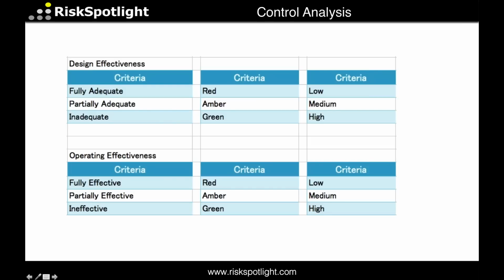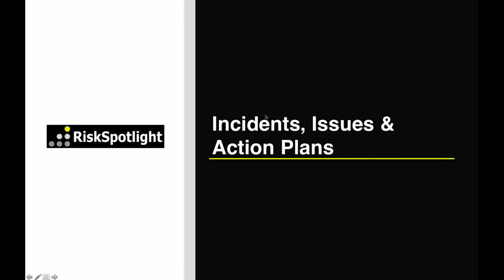And then here are examples of scales I have seen where organizations use fully adequate, partially adequate, inadequate, or red, amber, green, or low, medium, high. And again, these are 3-level scales. I don't like 3-level scales, but this is what I've seen in most organizations. So if I had the choice, I would make it an even number, so you don't get lots of ambers, and then lots of borderline red and borderline green hidden in that amber color.